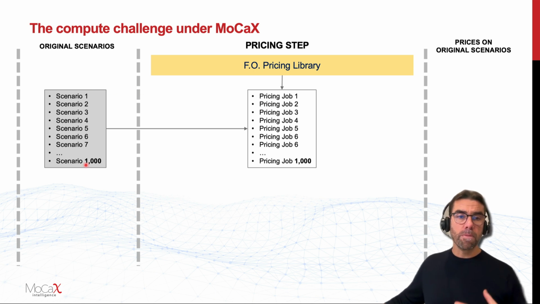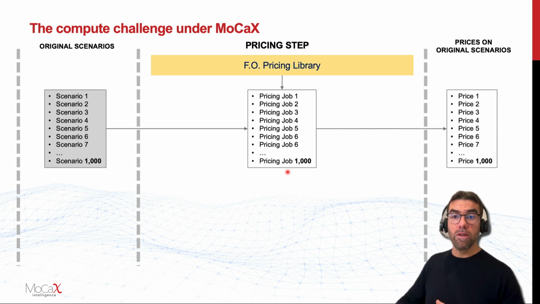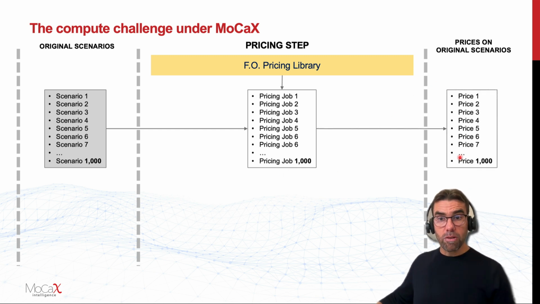So if we do this using what I discussed before as the brute force approach, we're going to do a pricing job in each of the scenarios to arrive at the 1,000 values that we have here on the right. So we produce a P&L vector with all the 1,000 prices that we're looking for.